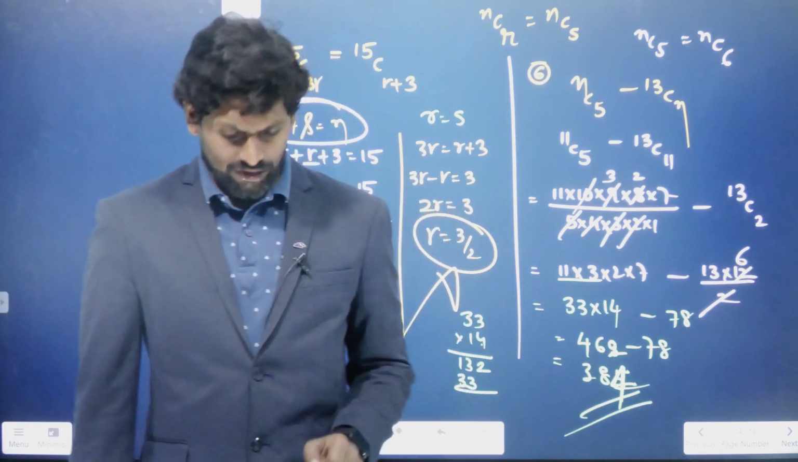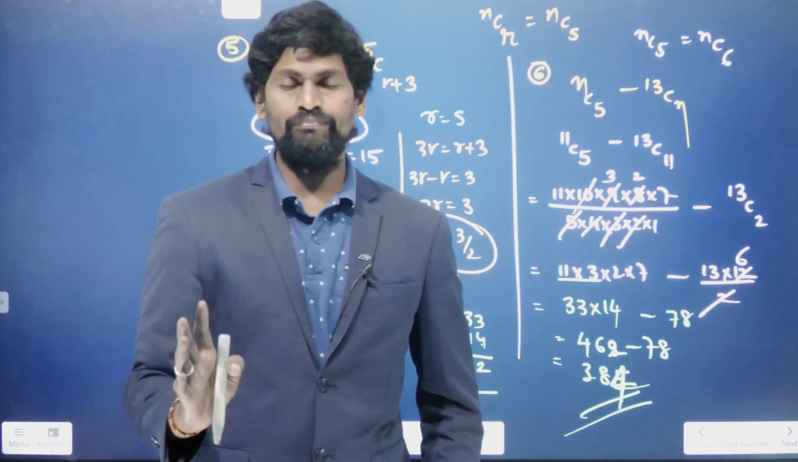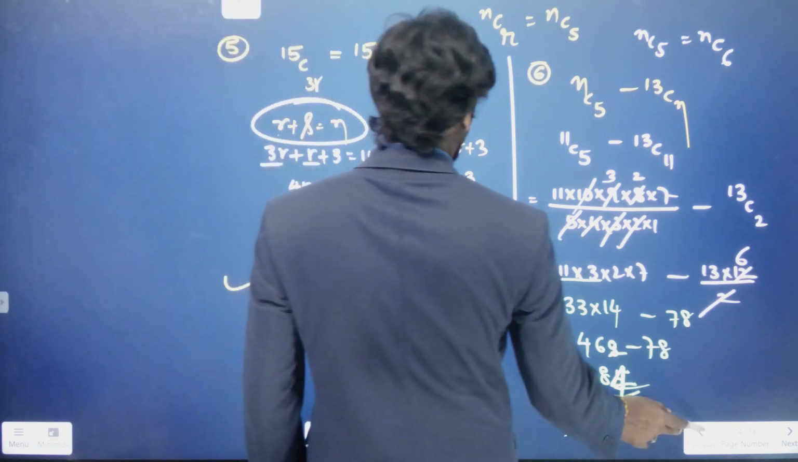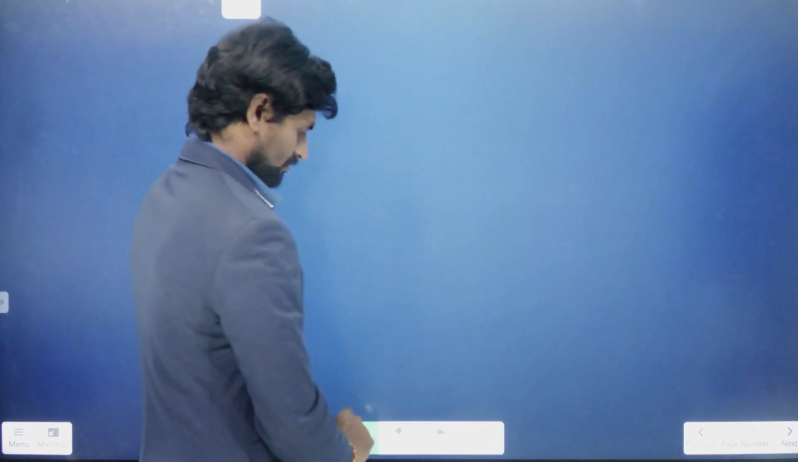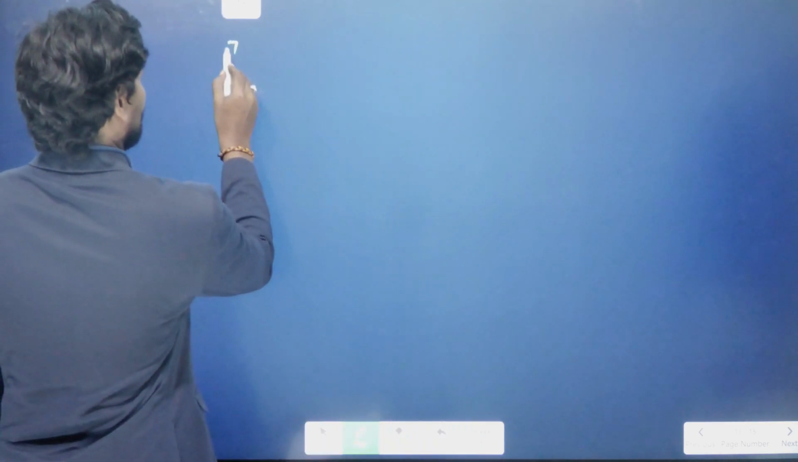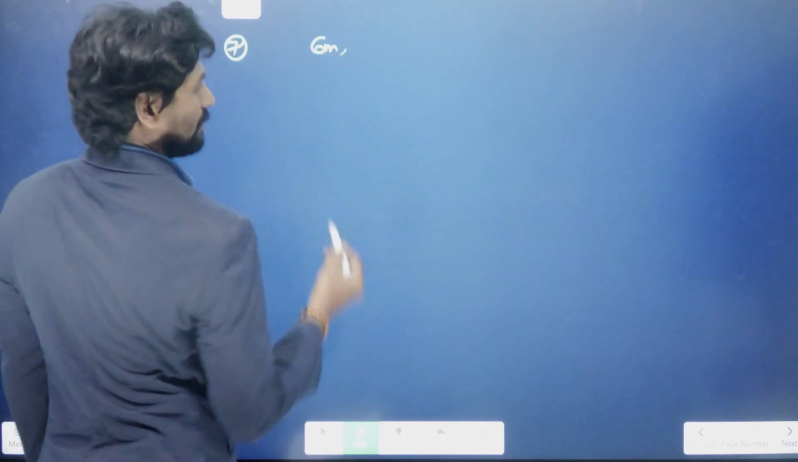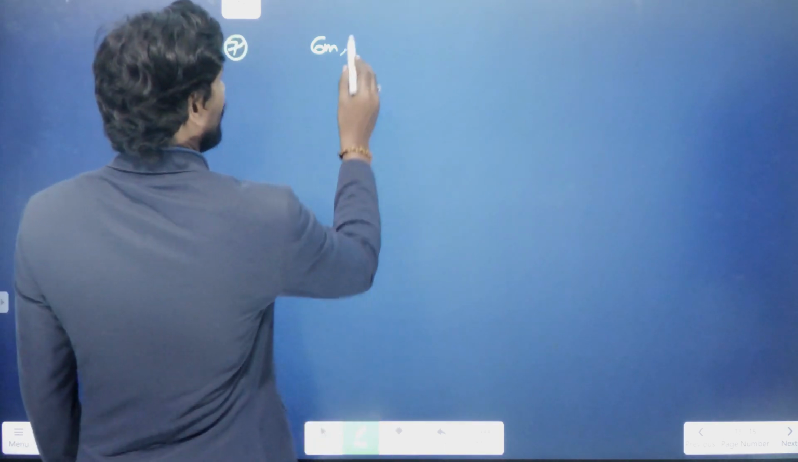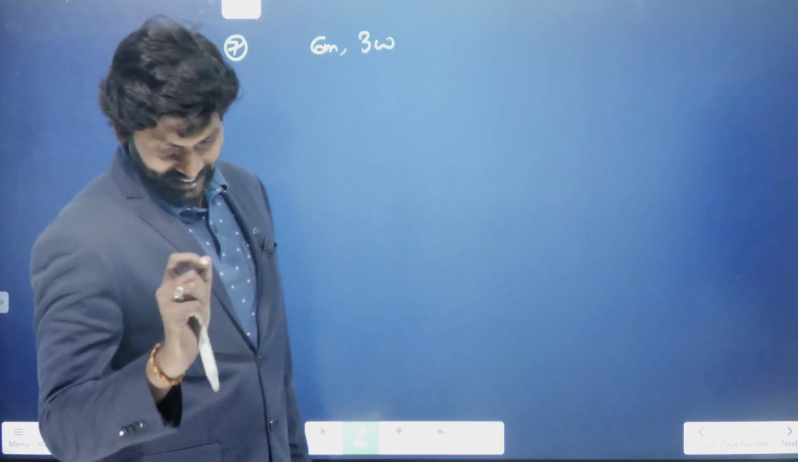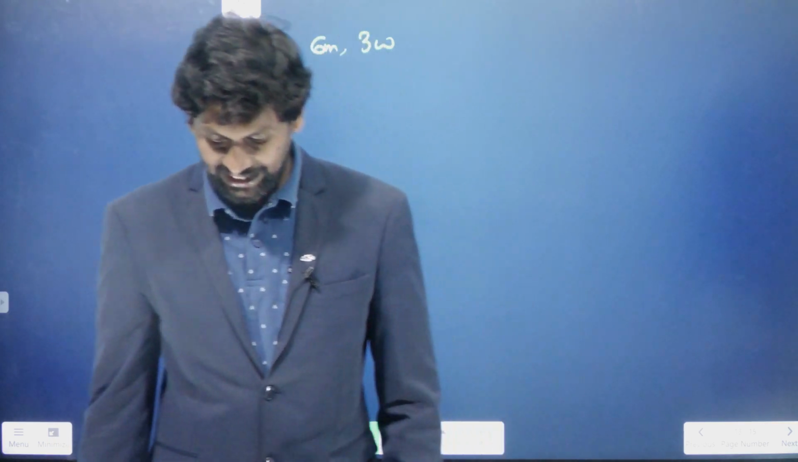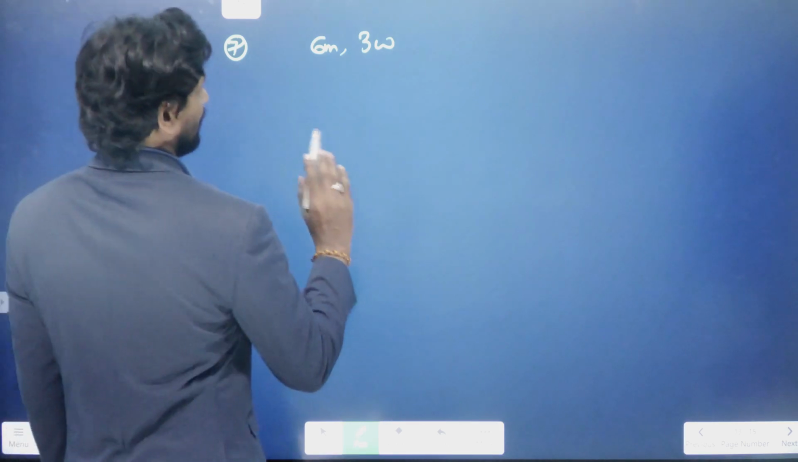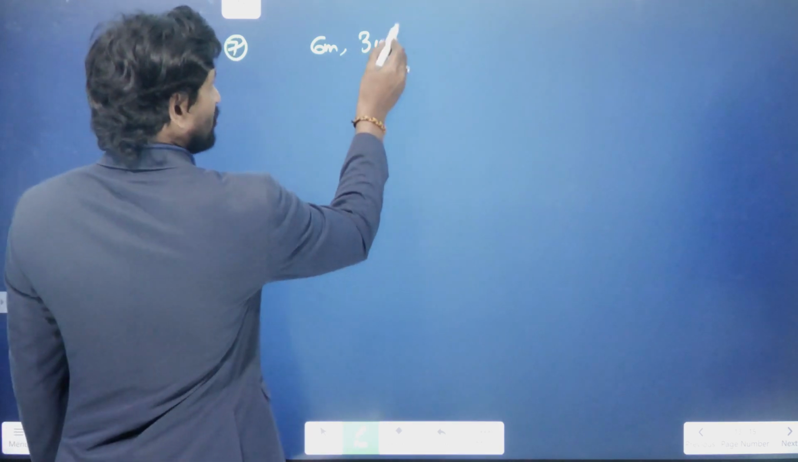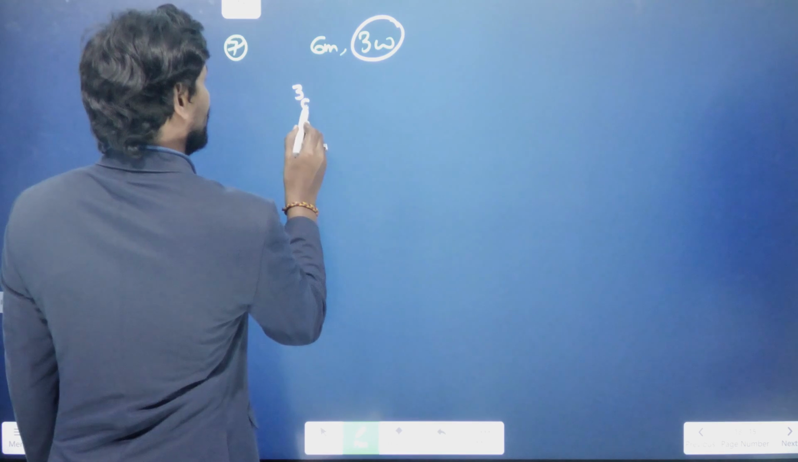So, the last one. The number of ways of forming a committee of 5 members from 6 men and 3 women, and the condition given is that the committee contains at least 2 ladies. We must take at least 2 ladies, so from these 3 we should take 2 ladies.